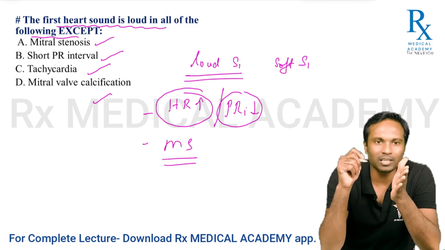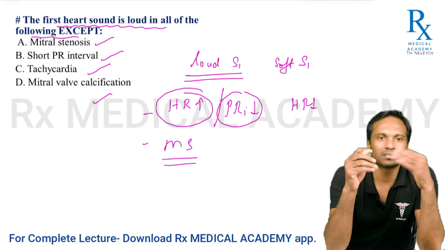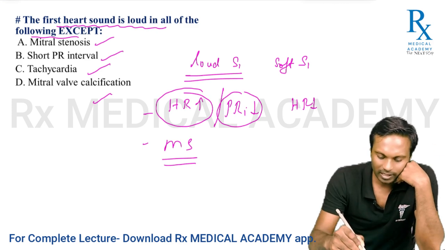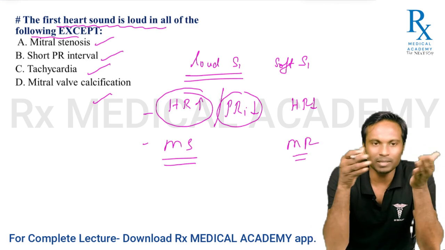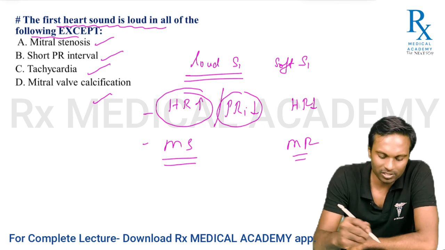The reverse will apply to the cases of soft S1. If ever heart rate decreases, bradycardia, it might be due to heart block. Suppose in case of mitral regurgitation, mitral regurgitation will be anyway opposite to what? Mitral stenosis. So this is a very simple question.